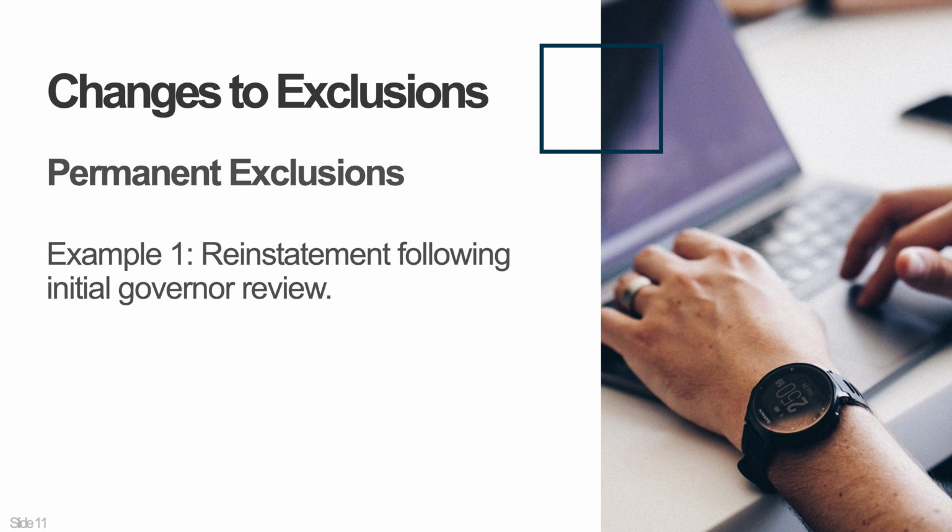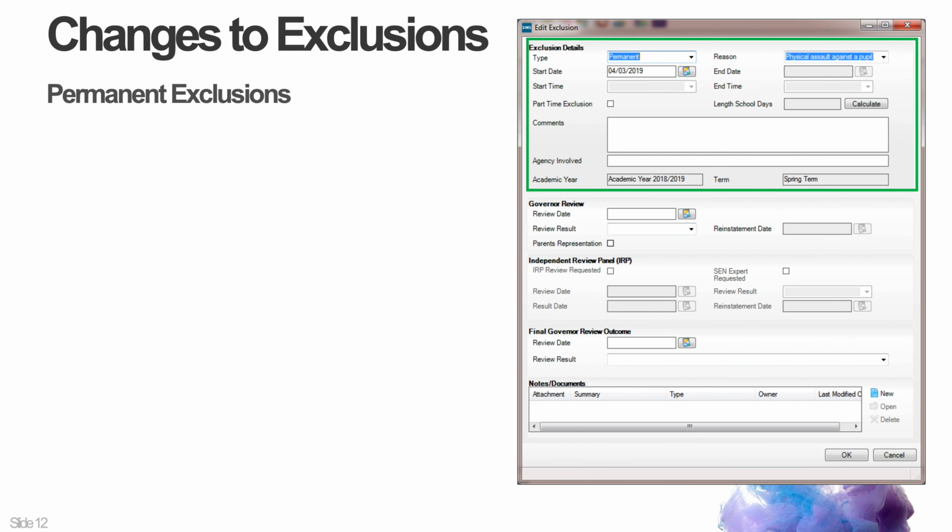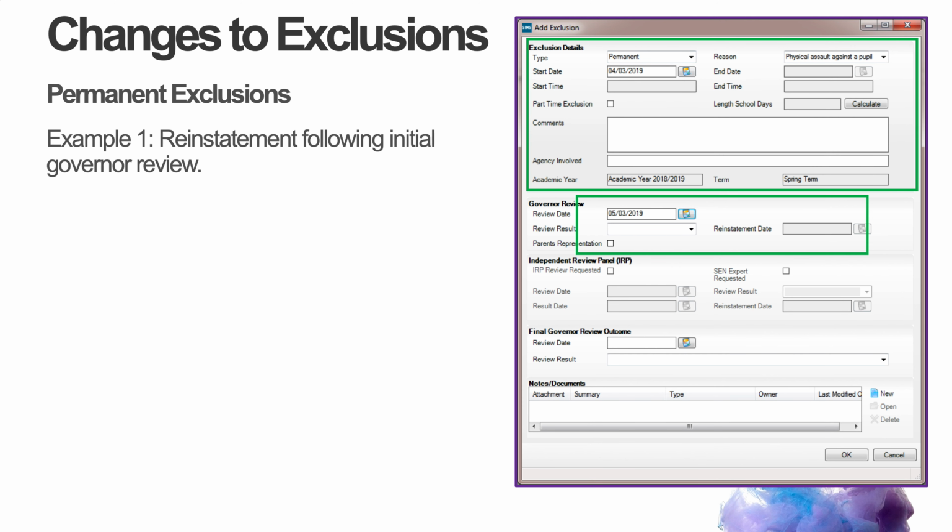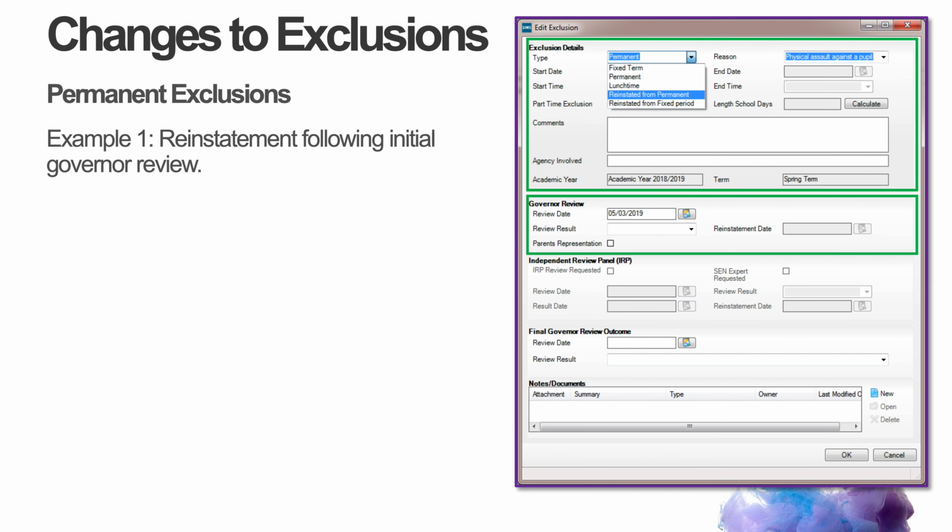So we exclude a child, there's a governor review of that process, and the governors overturn the head teacher's decision. In this case, you would record the permanent exclusion as normal, the reason for the exclusion and the start date. You'd then record the date of the governor review, the outcome of that review, which would be reinstated from permanent in the top box there, and we simply record the date of the reinstatement. And if we wish to, the parents' representation if they attended the meeting.